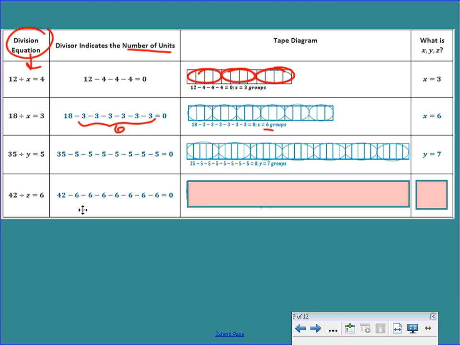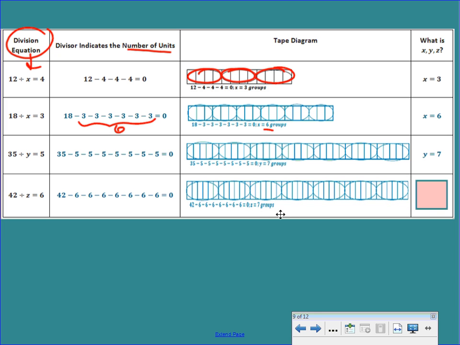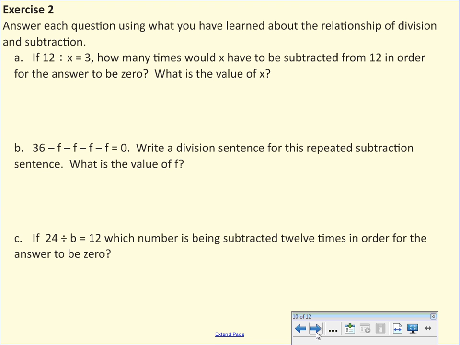42, kept subtracting 6. How many groups of 6 are there? 7. So z equaled 7 because there were 7 groups. Every time I had to subtract 6 7 times. That's exactly what you have to do for homework. Turn the graphic organizer over. We're going to do the graphic organizer at the end.